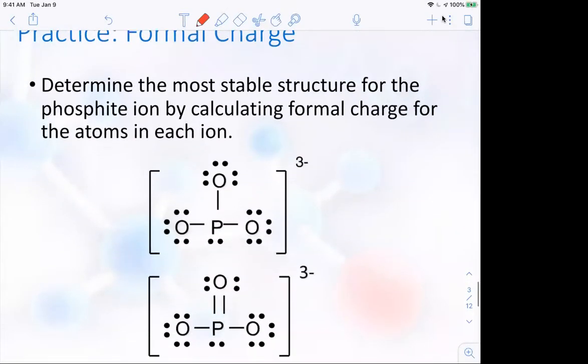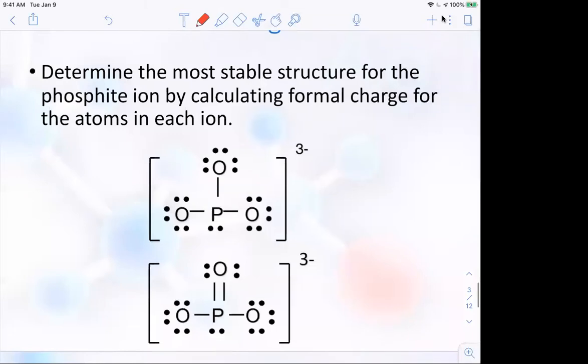So you might want to start thinking about how you're going to use this. Here I have the phosphite ion. This is PO3 -3. Actually, this is phosphite ion. So which one of these two structures is better?